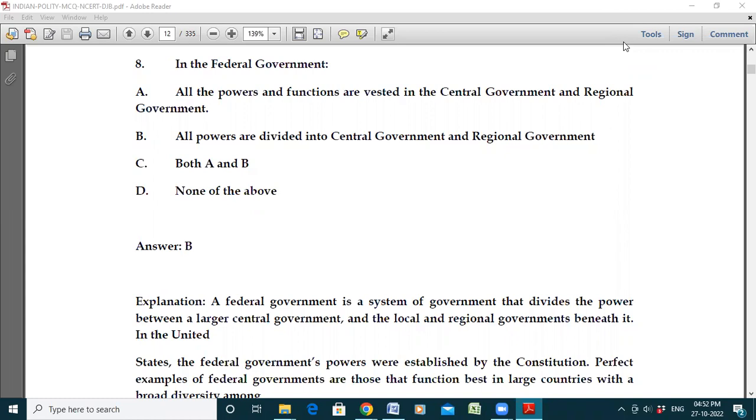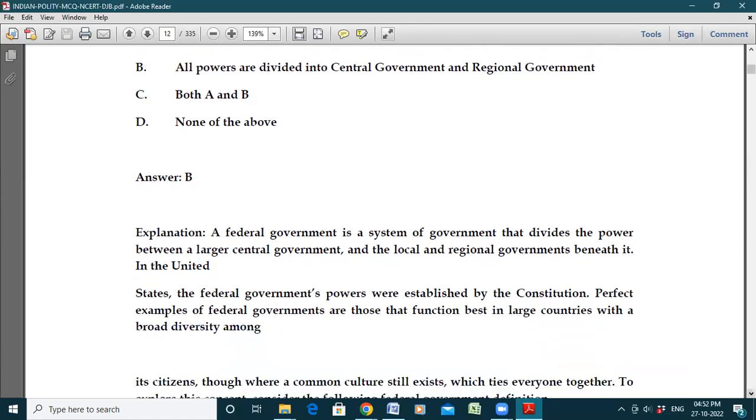So the first question is: in the federal government, all the powers and functions are vested in the central government and regional government. All powers are divided into central government and regional government. Option C, both A and B. Option D, none of them. So the answer is B.